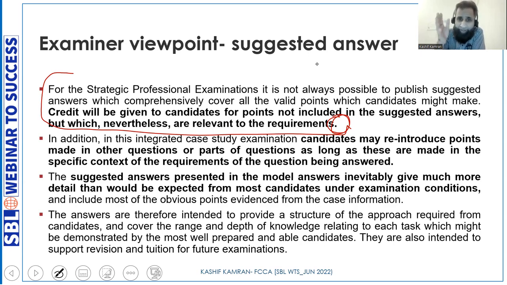So you might be looking at one point from a myopic approach, or you can be looking at the same point from a technological approach. There can be different perspectives of looking at one point, right? So the examiner is saying you can reintroduce the points. Next, the suggested answer presented in the model answer inevitably gives much more detail than would be expected from most students under exam conditions.